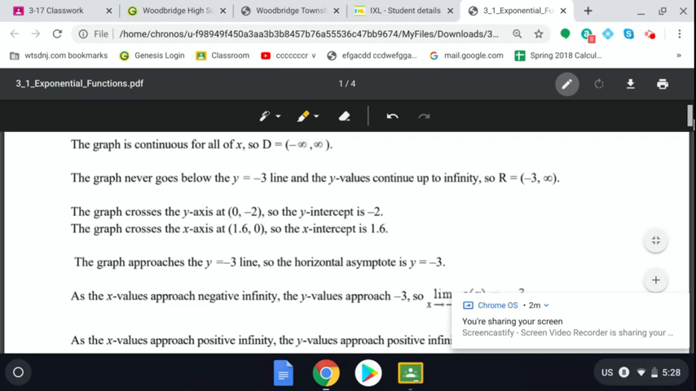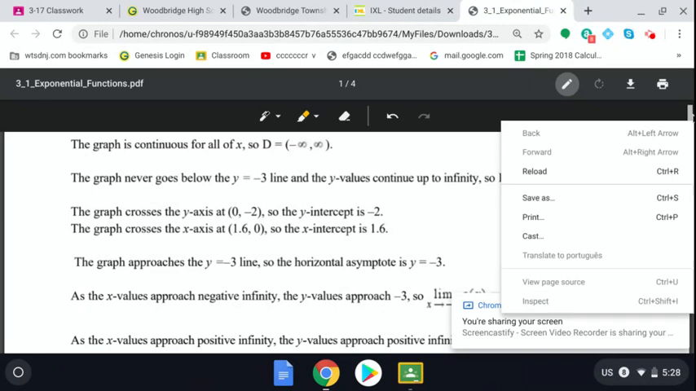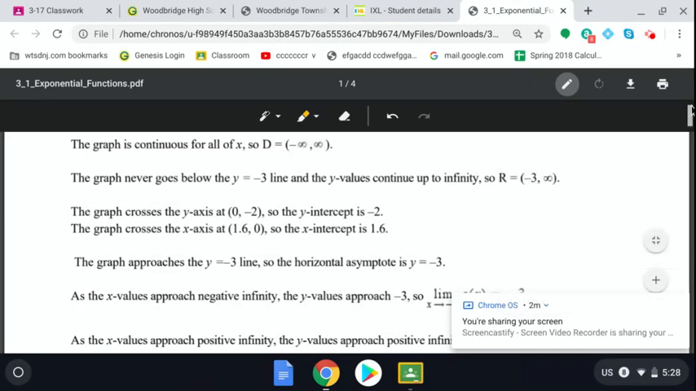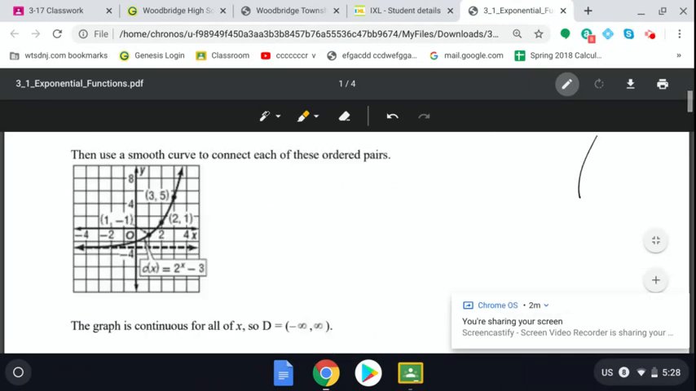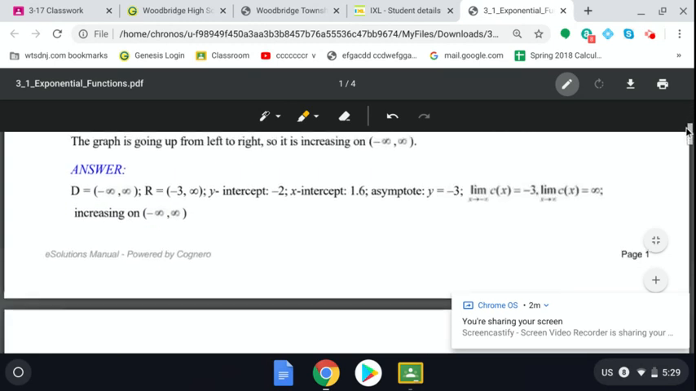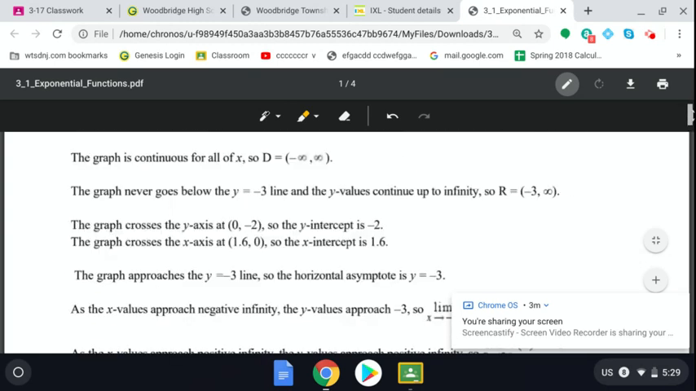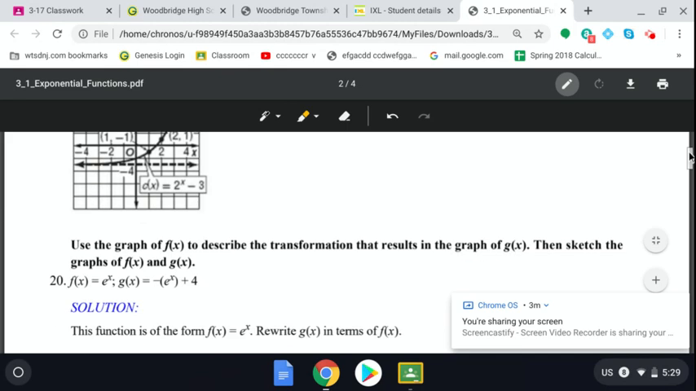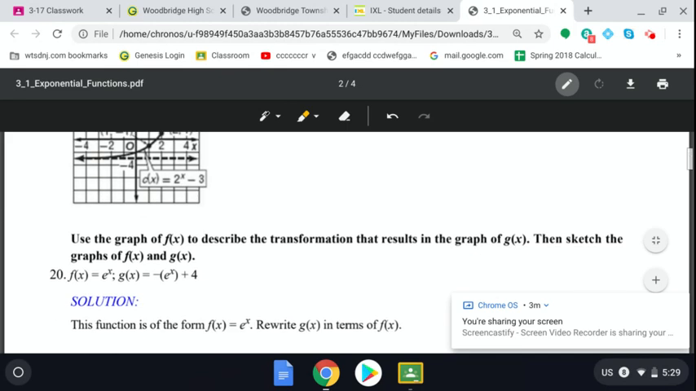So here are the answers. Domain and range, as you can clearly see on the function, the domain of the function is all real numbers. The range would be anything above negative 3, so negative 3 to positive infinity, not including negative 3. So you have all your answers there, and it's increasing throughout. It's exponential growth, and is positive.